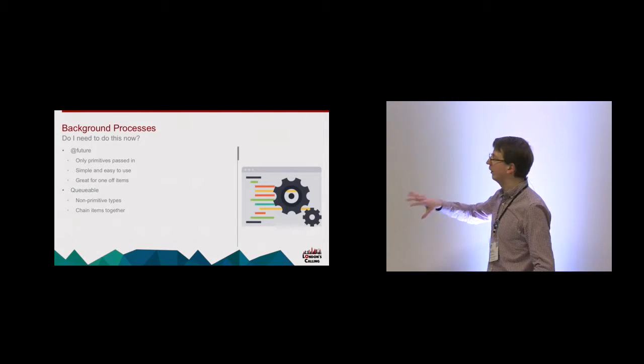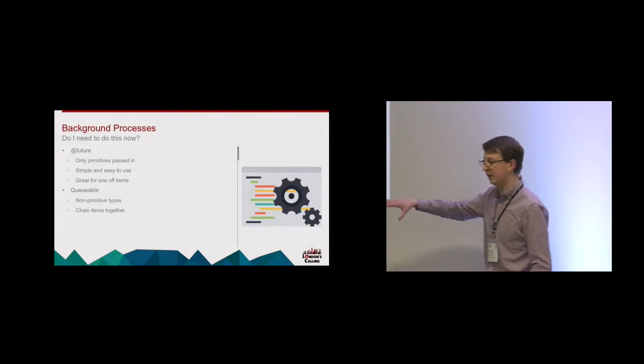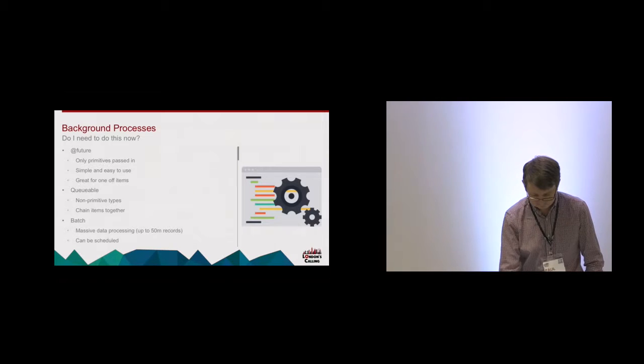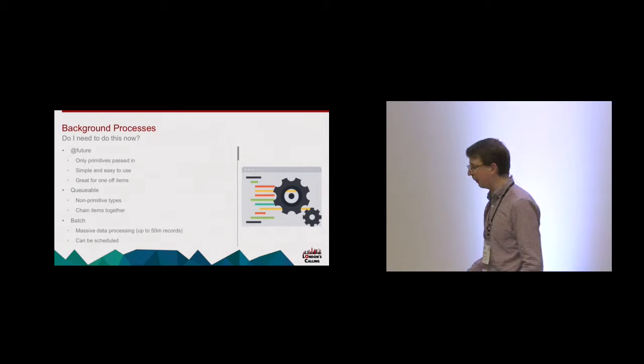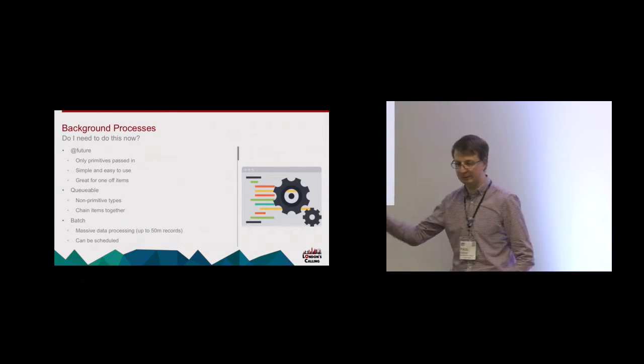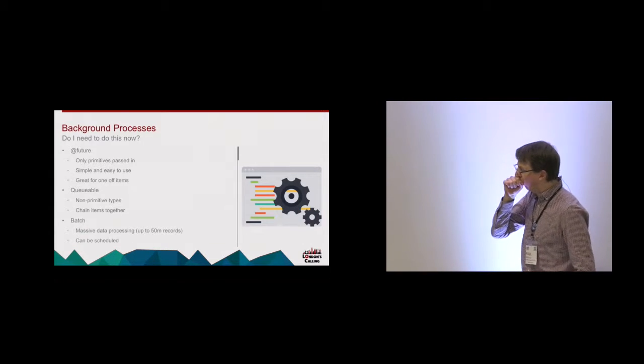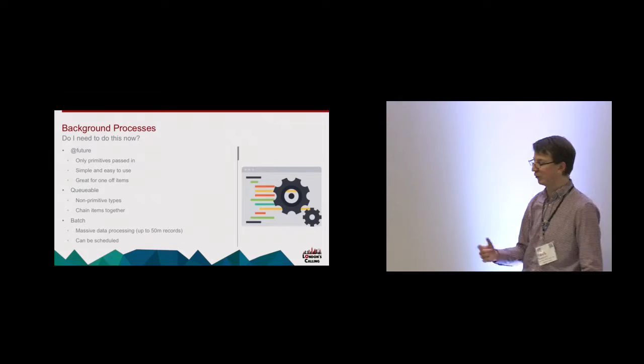Queueables, far newer, but really good if you've got non-primitive types you want to work with, or if you want to chain different ones together. And batchable is when you've got masses of data. So you can have up to 50 million records. It can batch them up for you. You can schedule them, which is really good as well.